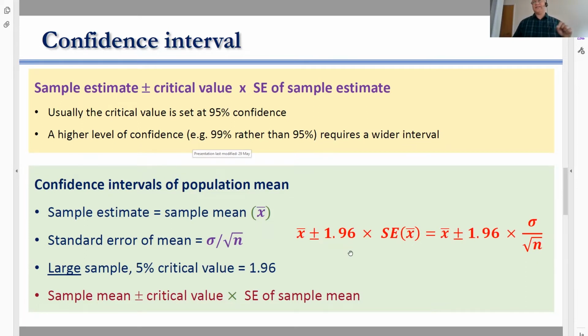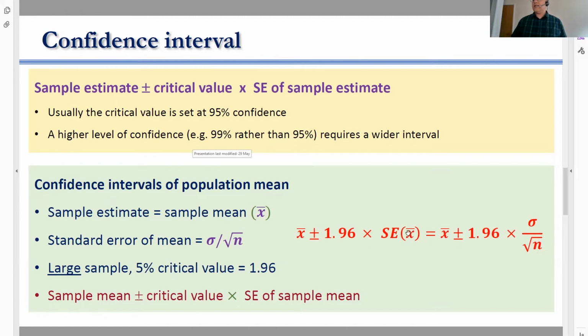Now 1.96 comes from the 5% critical value from the normal distribution. If you know about this normal distribution, it's quite symmetric. So 2.5% lower and upper tail. If you see the quantile of that, it will be 1.96. So that's why this 1.96. Sometimes, roughly, you can even say this is 2.